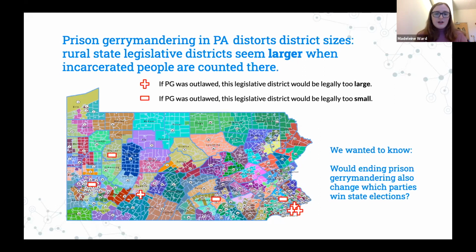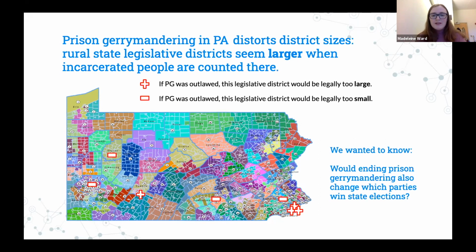So this graph that I have here is from a study that showed that if you eliminated prison gerrymandering and in theory returned all of the people who are in prison to be counted in their home precinct or home census block, then 8 districts would be either legally too large or legally too small to comply with the guidelines about district size that are in place. And so that's one issue with prison gerrymandering, that it would require a big change in the shapes of the districts if it were to be revoked or outlawed in Pennsylvania.